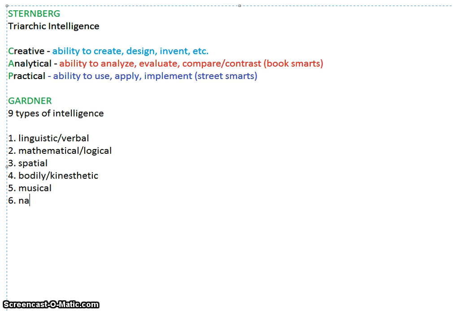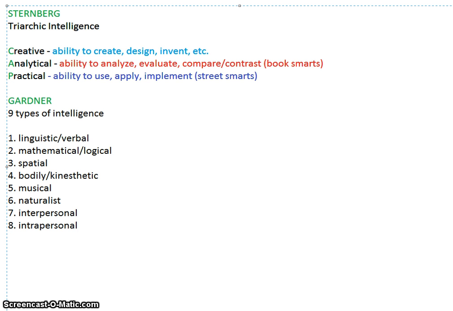You have naturalist. Someone with high naturalist ability would be able to observe nature and patterns, be able to understand natural systems. This would be a good farmer. This would be a good ecologist, a landscaper, a park ranger. All of those things would fall under the naturalist category. And then the other two of his original are interpersonal and intrapersonal. So the difference between inter and intra is inter means between and intra means within.